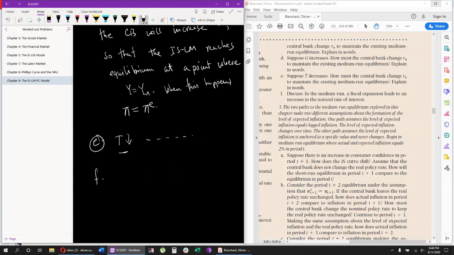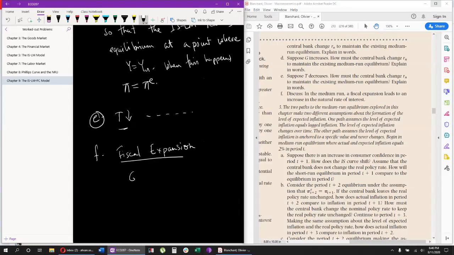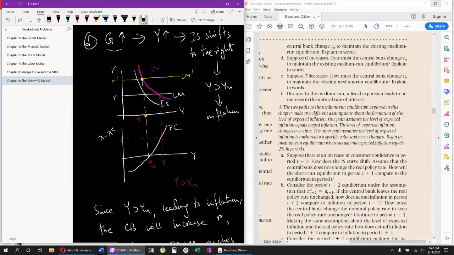In the medium run, a fiscal expansion leads to an increase in the natural rate of interest. Okay. First of all, let's discuss what is fiscal expansion. We've done this already. Fiscal expansion is when government expenditure goes up or taxation goes down. These are the only two cases when we have a fiscal expansion. And what the question is asking us is to discuss what happens to the natural rate of interest when there is fiscal expansion.